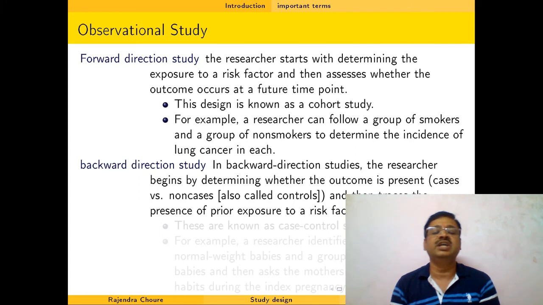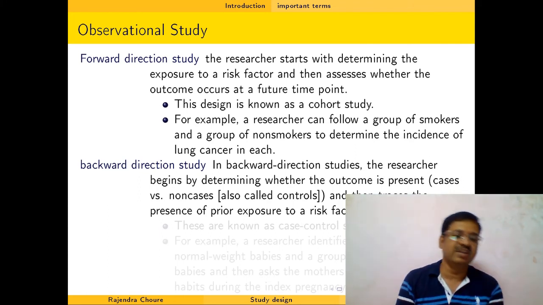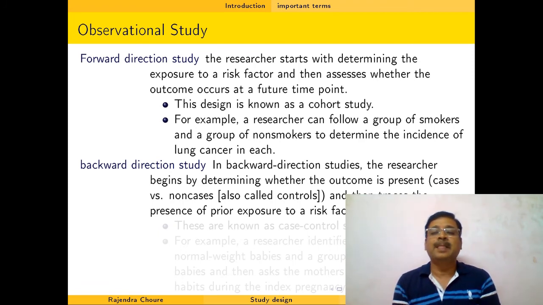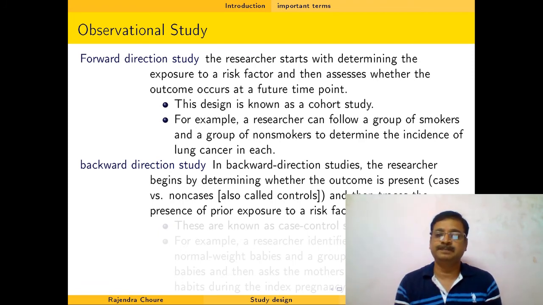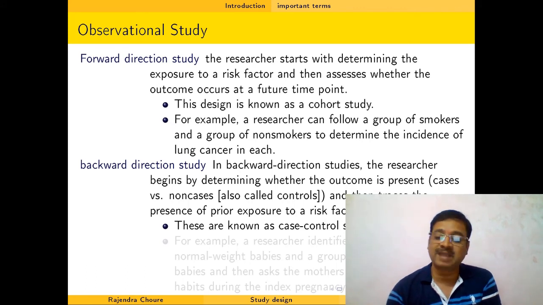In a backward direction study, the outcome is known: this group has cancer, and the other group doesn't have cancer. Then those groups will be studied for the exposure, for the different levels of variables. Okay. And these are known as case control studies, also backward studies.